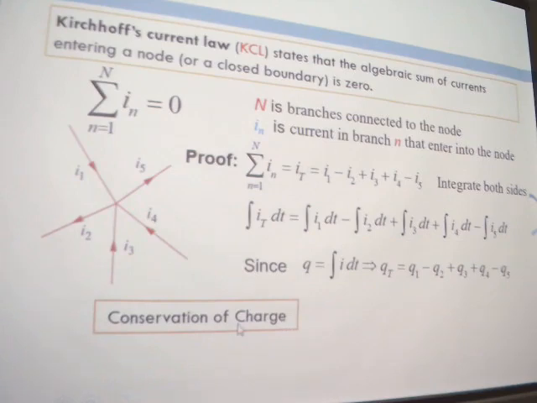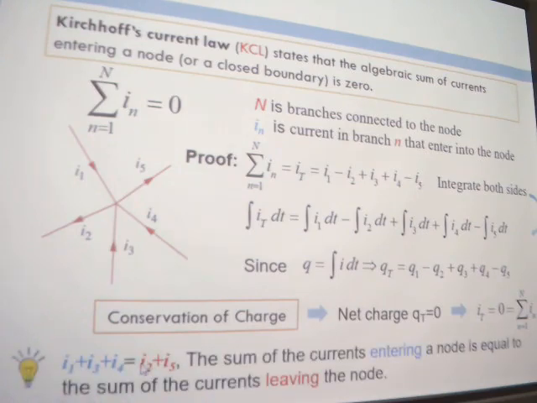And from the conservation of charge law, we know the net charge QT should be 0. So we can say our IT equals 0, equal to the sum of In from n equals 1 to n. Okay, please notice here I use blue for the I1, I3, I4, and we can notice they are all going inside into the node, right? Yes. And I also use red for I2 and I5. They are going out of the node.